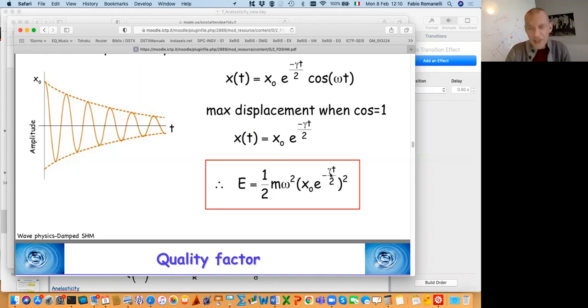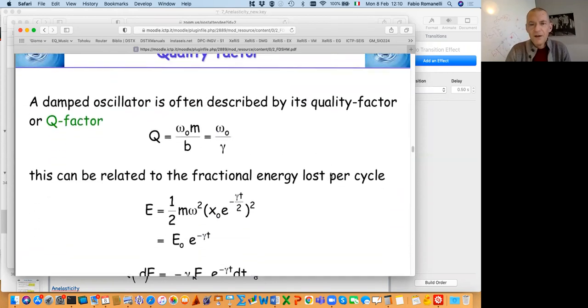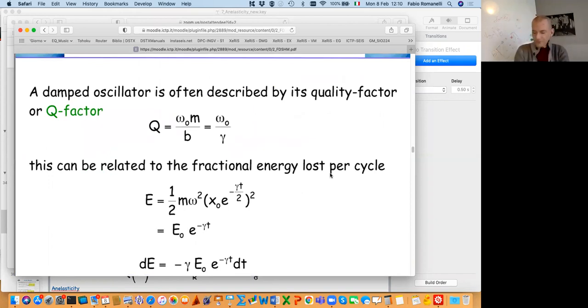Now, let's define the quality factor of a damped oscillator. A damped oscillator now has 3 parameters: the mass, the constant of the spring that is entering into omega 0, and B, that is the damping. If you take the ratio between omega 0, the natural frequency, and the damping, you get a pure number, because this is 1 over time and this is 1 over time.